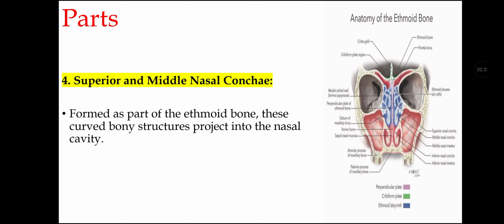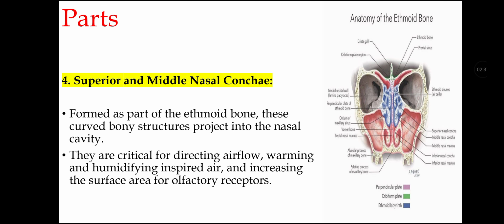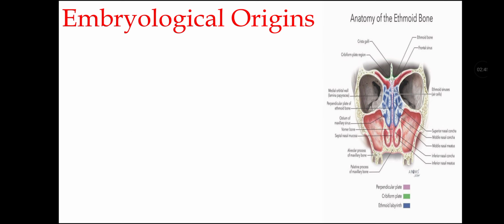Further, it has the superior and medial nasal conchae. They are formed as a part of the ethmoid bone. These curved bony structures project into the nasal cavity. They are critical for directing airflow, warming and humidifying inspired air, and increasing the surface area for olfactory receptors.